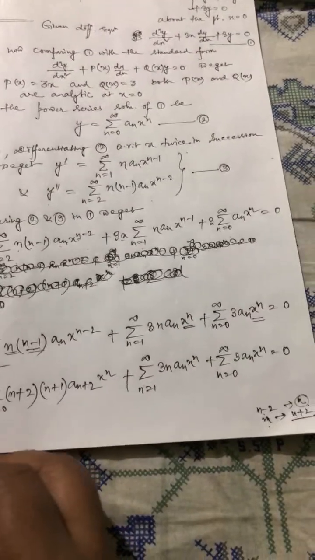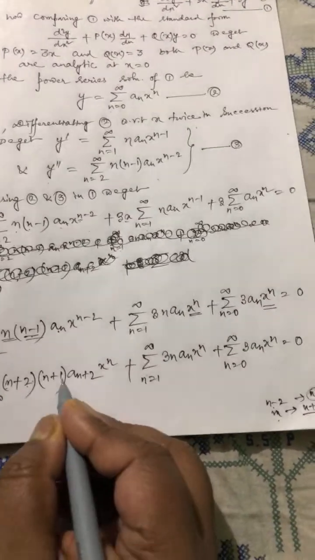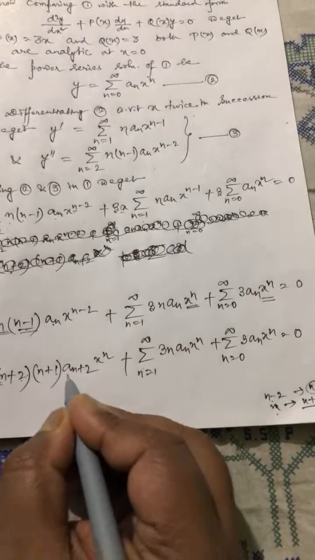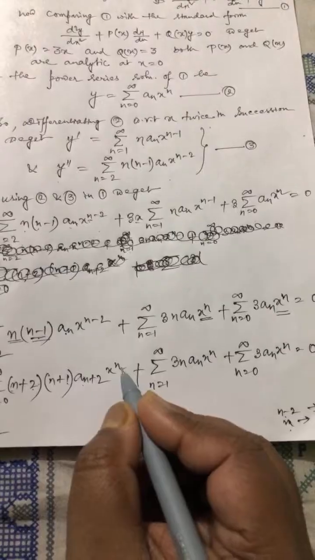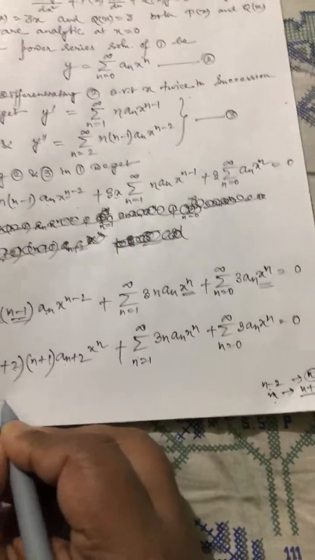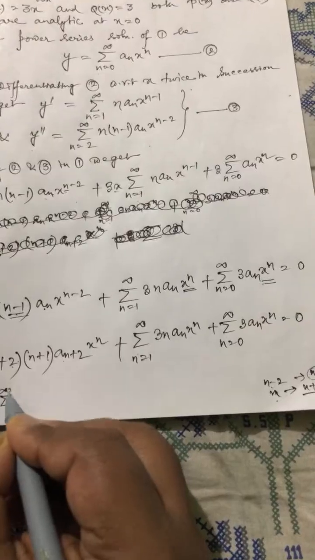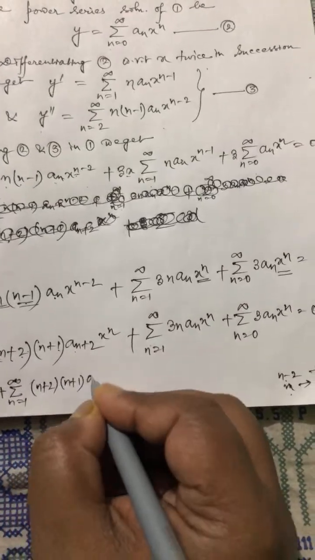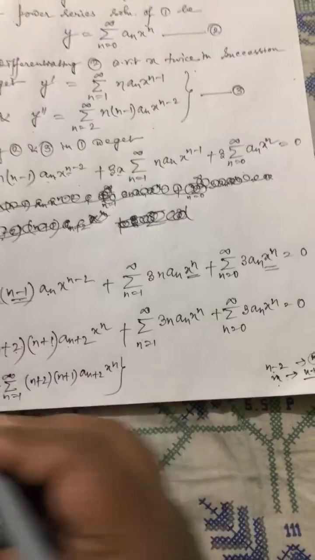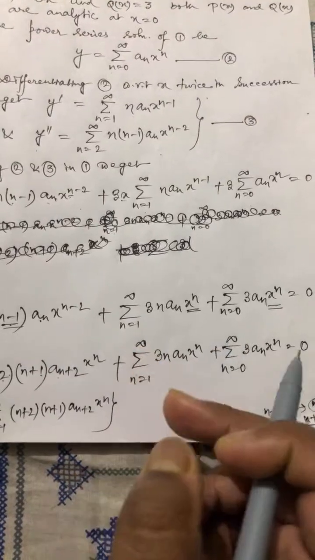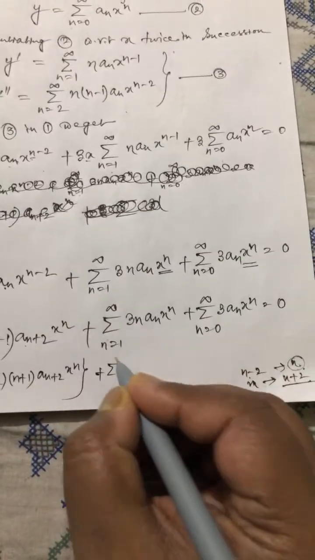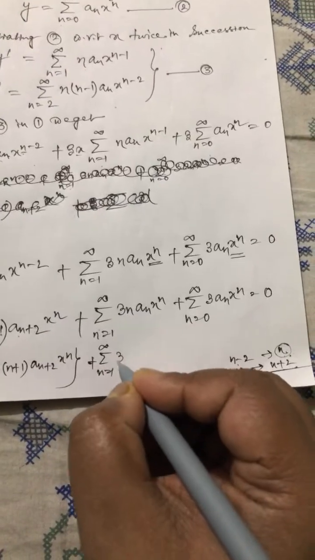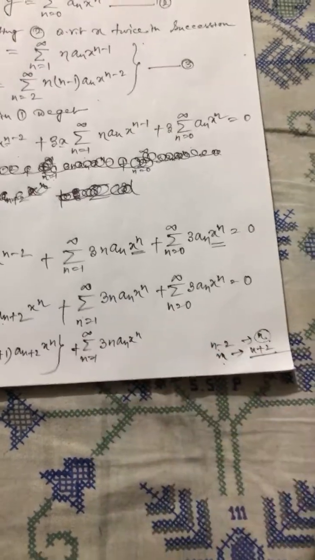So first, putting n equals 0, you will get 2 into 1, that is 2 a2, x to the power 0 is 1. Then no need to modify the other structures. Remaining terms can be written combinedly as summation n equals 1 to infinity, n plus 2, n plus 1, a n plus 2, x to the power n. But here we need not do anything because n equals 1 to infinity is the least possible summation. So keep this one intact: n equals 1 to infinity, 3n an x to the power n.